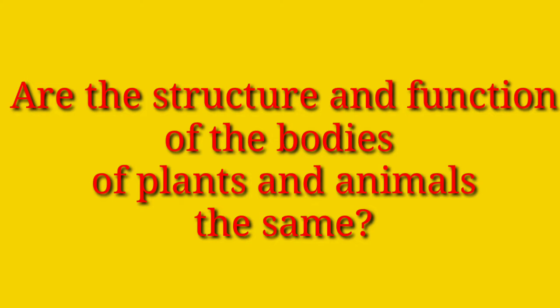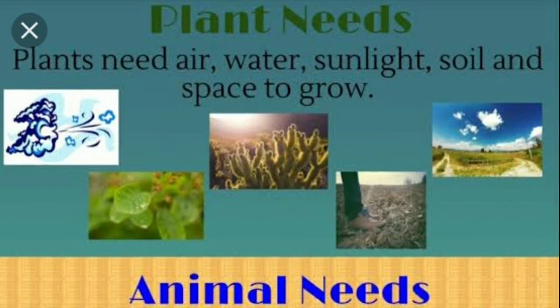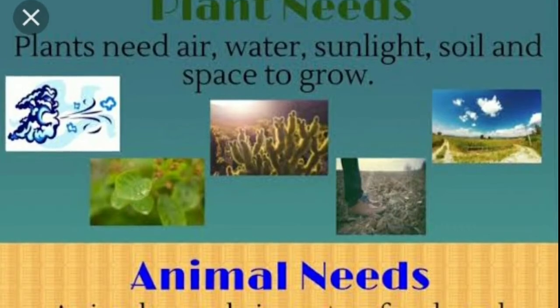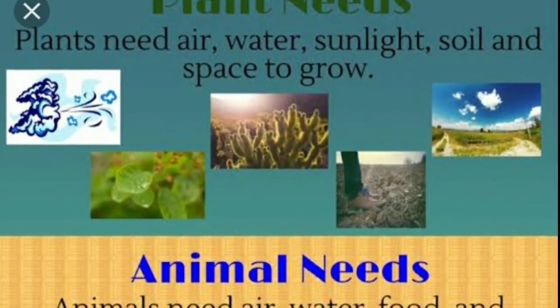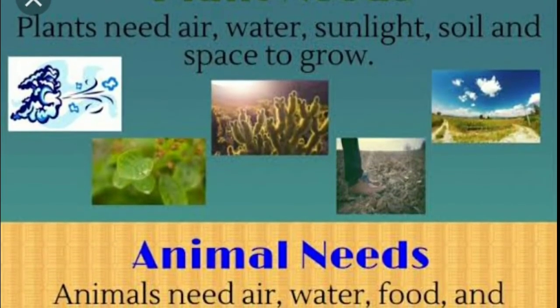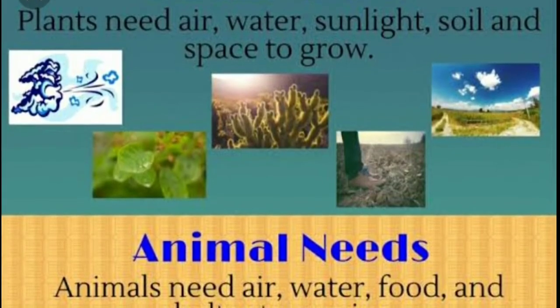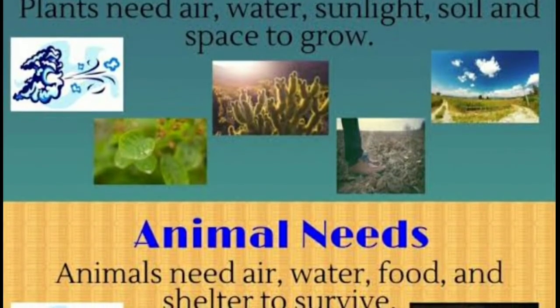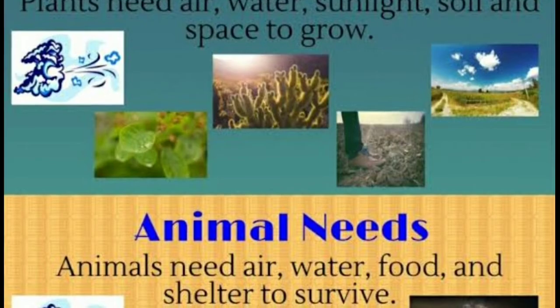Now children, tell me, are the structure and function of the bodies of plants and animals the same? Let's find out the answer. Plants being sedentary, most of their tissues are of that type that give support. There are dead cells in some tissues and these do not much need attention. Growth of plants occurs in specific parts of their body where the tissues contain dividing cells.